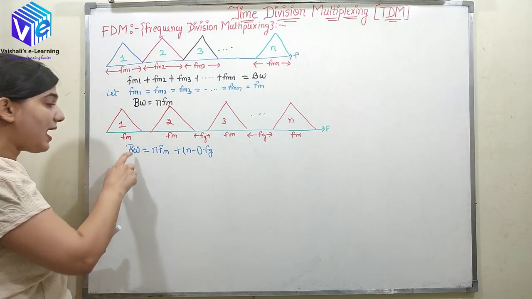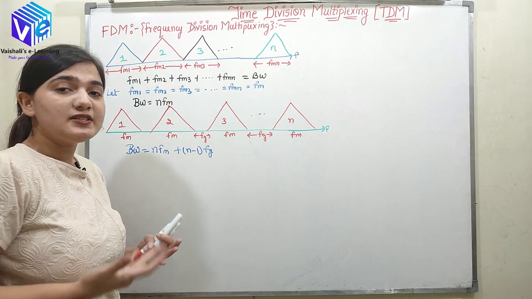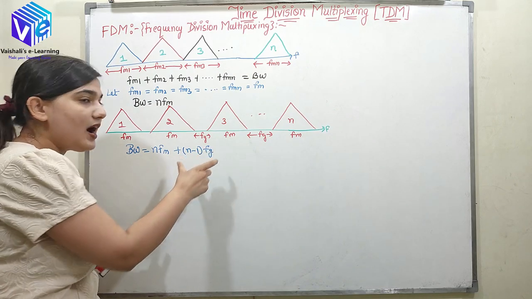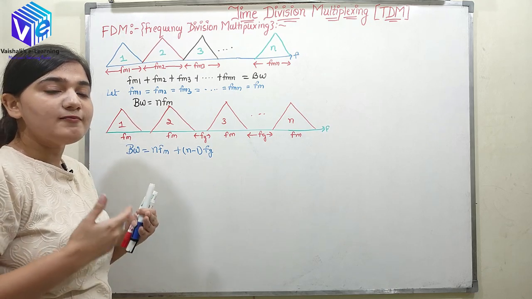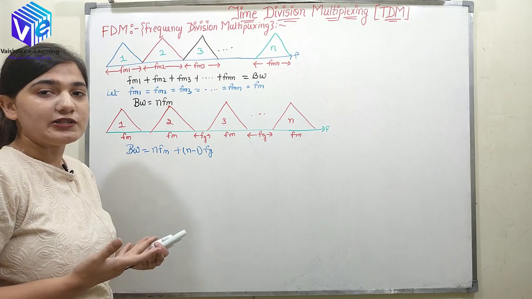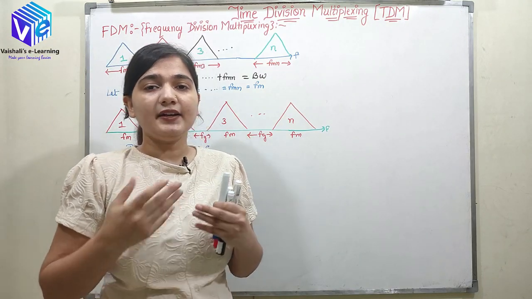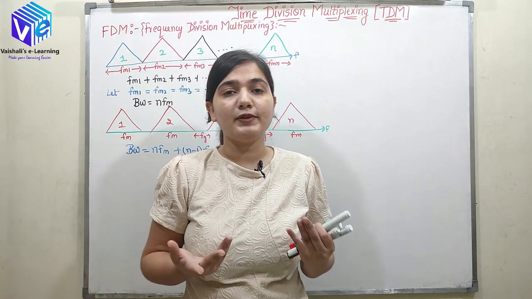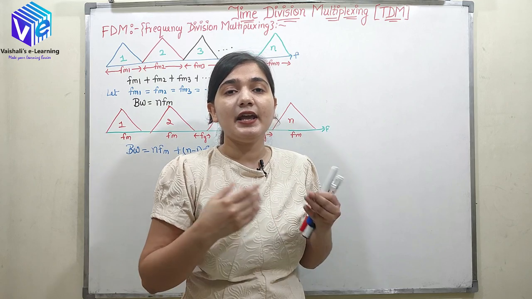So this is the bandwidth. I hope you know that this is the bandwidth the companies need to purchase, and it will increase their cost. So this type of multiplexing technique is costly. Now coming to time division multiplexing. In time division multiplexing, we are interleaving different message signals in the time domain.